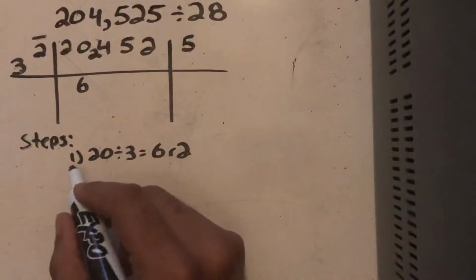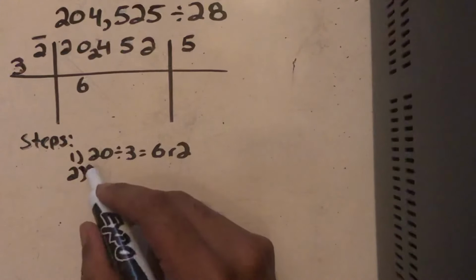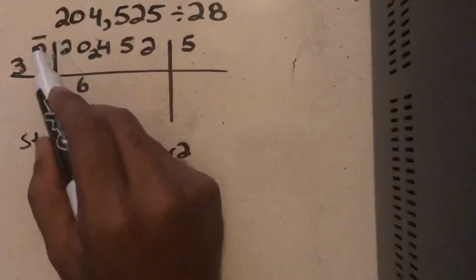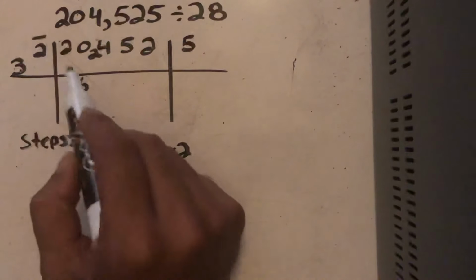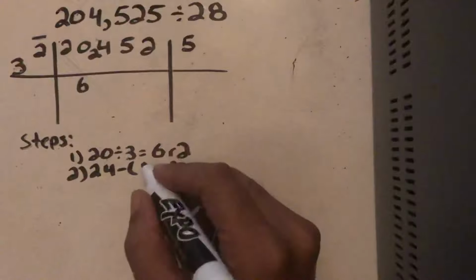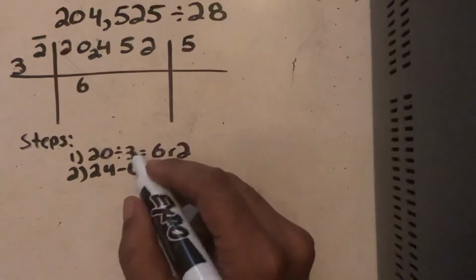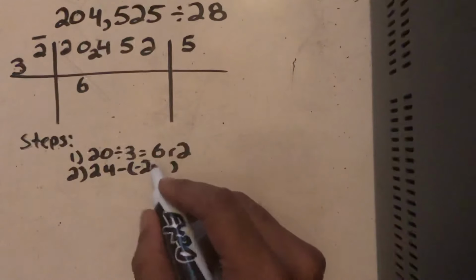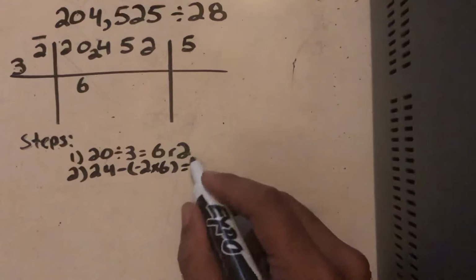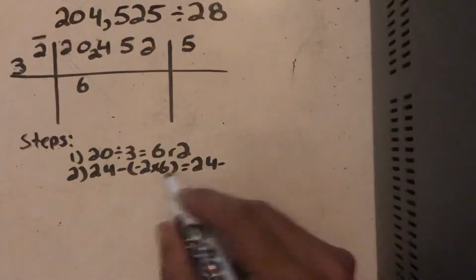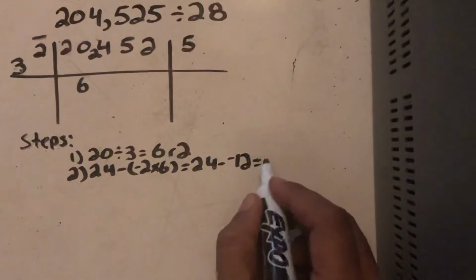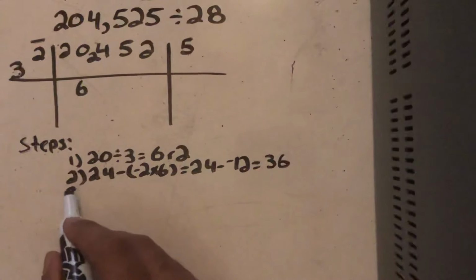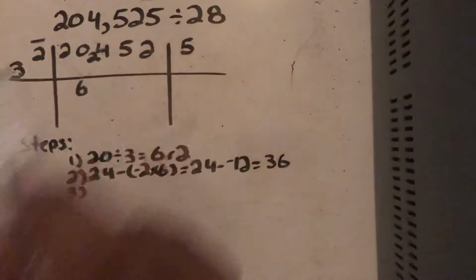Now, every even step, we're going to make the adjustment. So I take my 24 minus, I'm going to multiply this flagged digit times this quotient figure. So minus, what do I get? Negative 2, I'll write it out. Negative 2 times 6. So that equals 24 minus, this whole thing is negative 12, so I added the 12, I get 36. Okay? So my adjusted dividend figure is 36 right here.